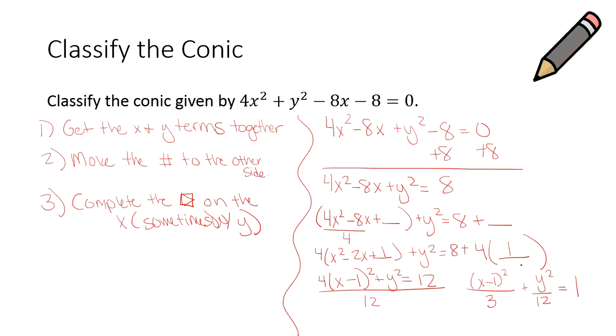So now I'm going to look and think, what kind of equation is this? Is this an ellipse, a circle, or a hyperbola? Well, I have fractions, right? And I'm adding. So this is actually an ellipse, and it has a center at 1, 0.